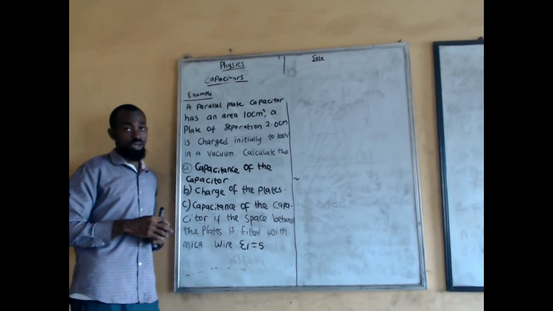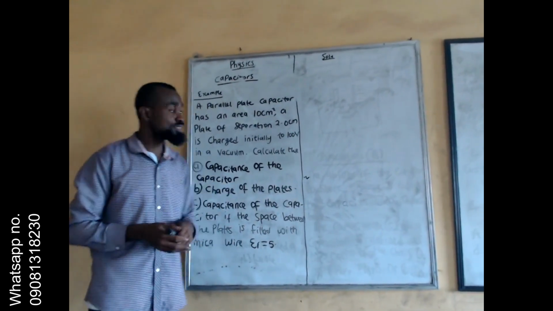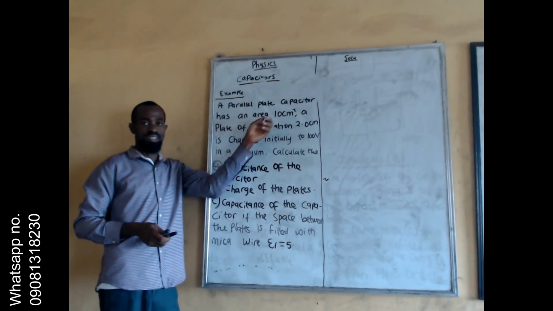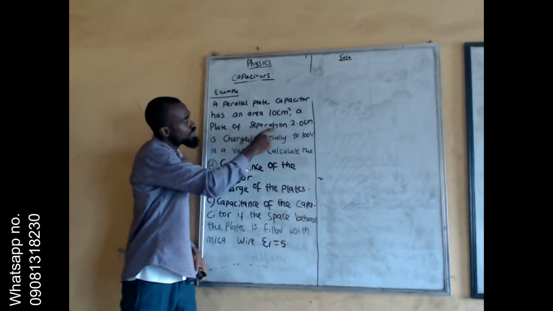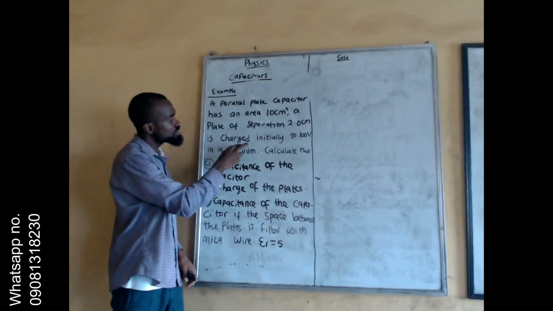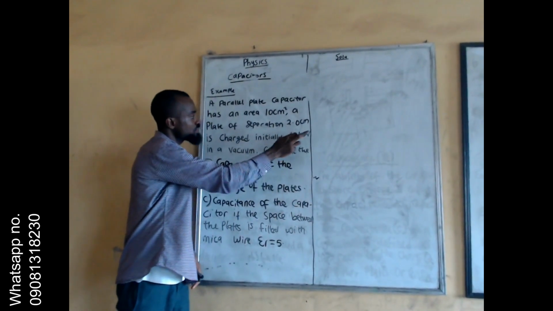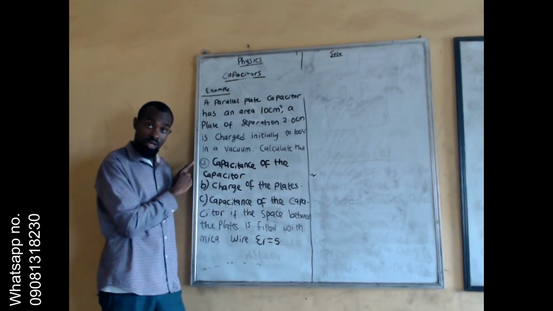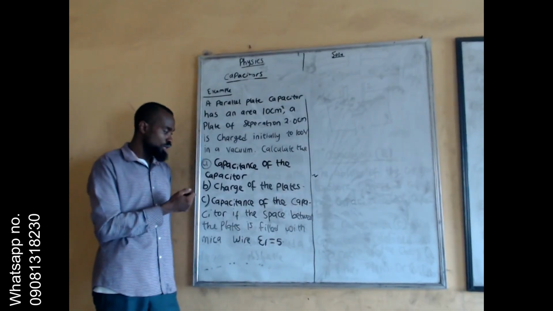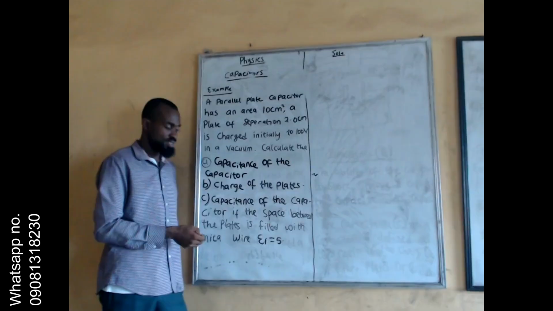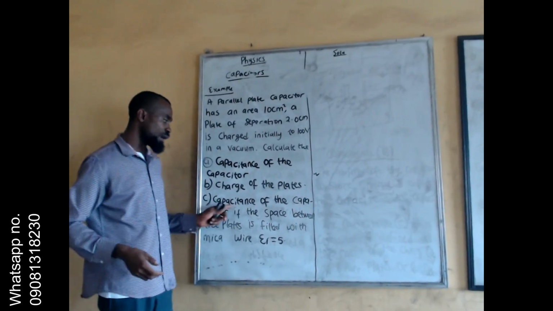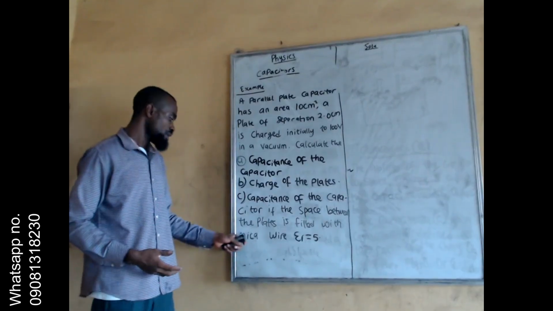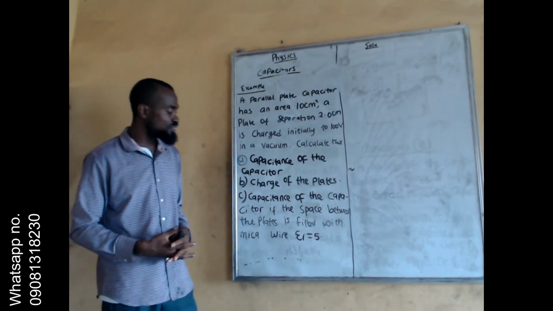So we will solve an equation on capacitors here. Say a parallel plate capacitor has an area of 10 centimeters square. The plates, with a separation of 2 centimeters, are charged initially to 100 volts in a vacuum. We have 3 questions here. One is to calculate the capacitance of the capacitor. The other is to calculate the charge on the plates. The last one is to calculate the capacitance of the capacitor if the space between the plates is filled with mica of relative permittivity 5.